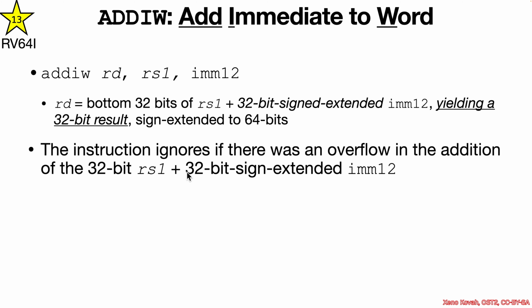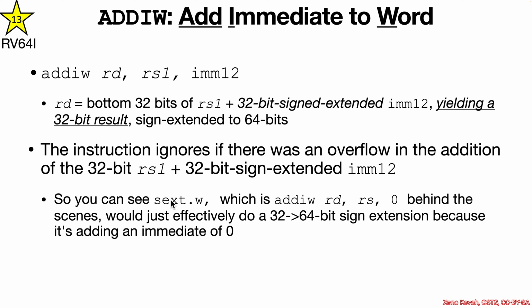So this again, like the add W, is going to ignore any sort of overflow that occurs as a result of this addition. But the key thing is that we can see that sext, which behind the scenes is really an add IW, destination, source, and a 0, is really just taking advantage of the fact that the add IW is performing this sign extension after the addition, and then it's saying, you know what, I'm going to add 0. I'm going to just treat this as a word register, 32 bits, add 0, and then the add IW will do a 32 to 64-bit sign extension for me. So sexting is really just add IW.